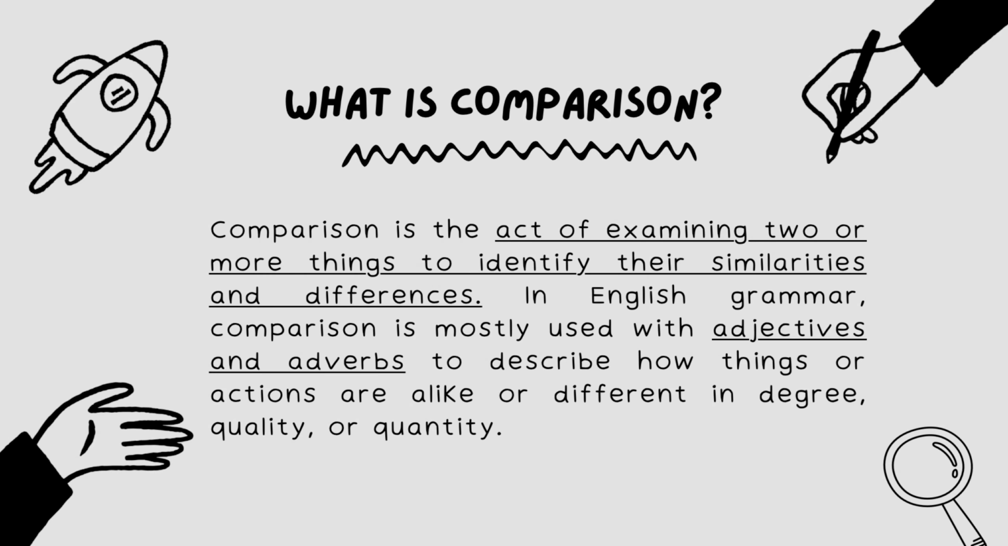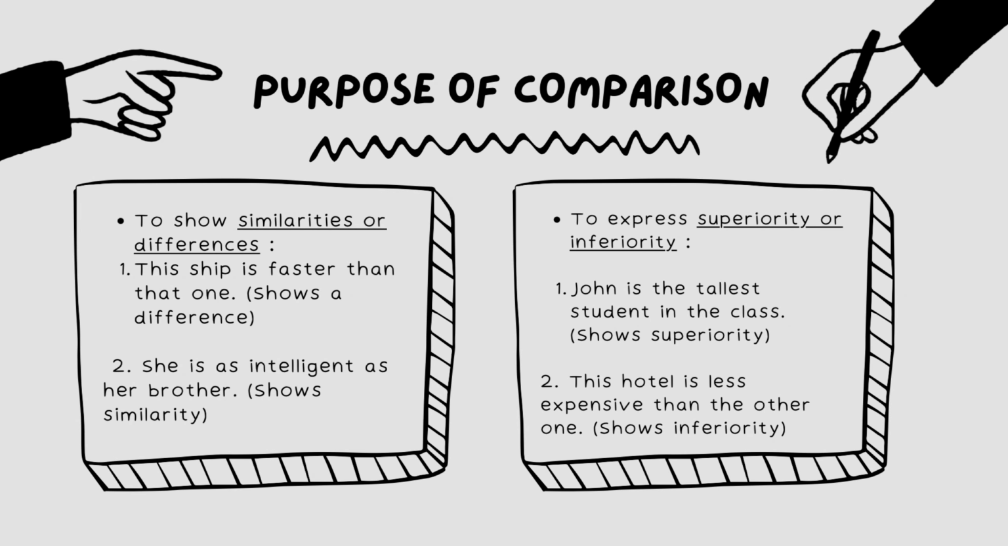So, what is comparison? Comparison is the act of examining two or more things to identify their similarities and differences. In English grammar, comparison is mostly used with adjectives and adverbs to describe how things or actions are alike or different in degree, quality, or quantity.